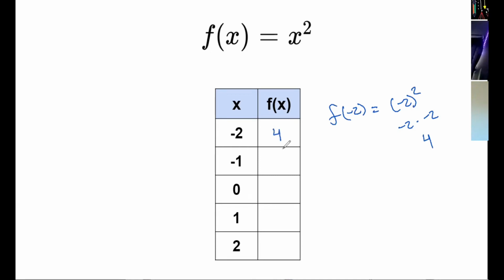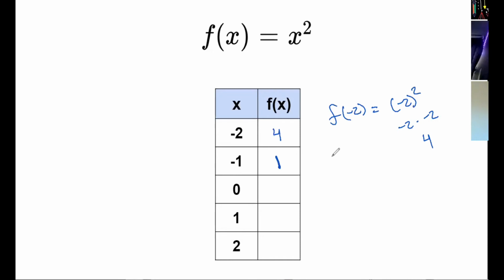All right, can you guys give me the next values for -1, 0, 1, and 2? Anyone? Okay, I'll help you guys out for the next one. So the next one would be +1, correct?